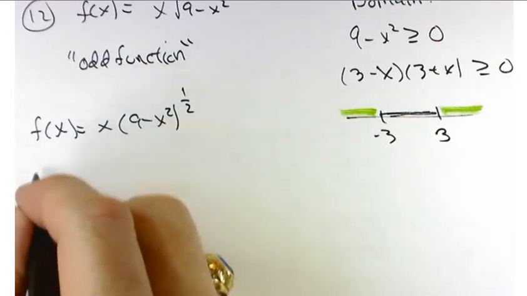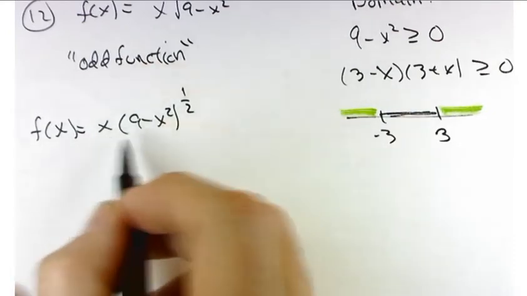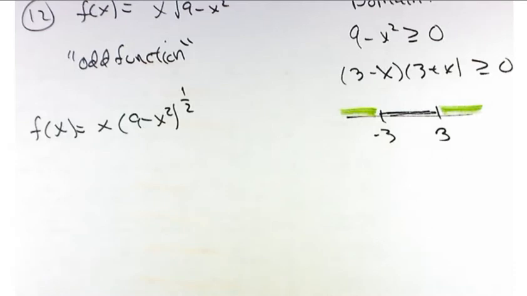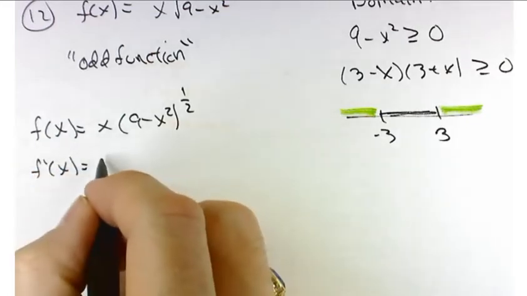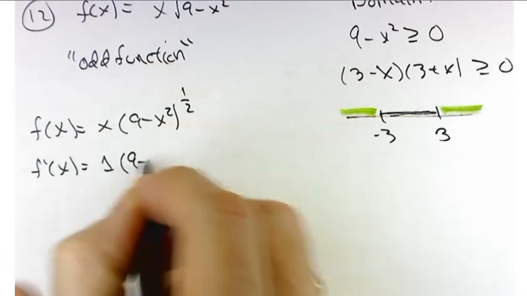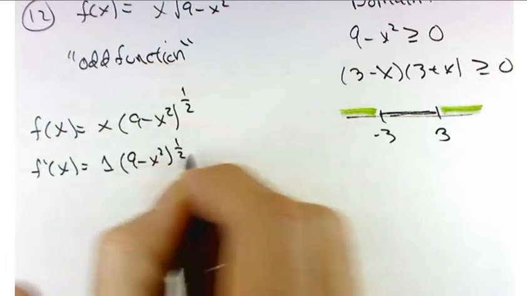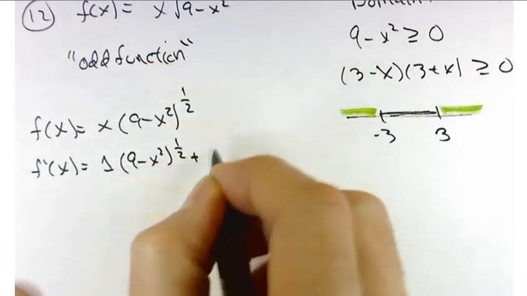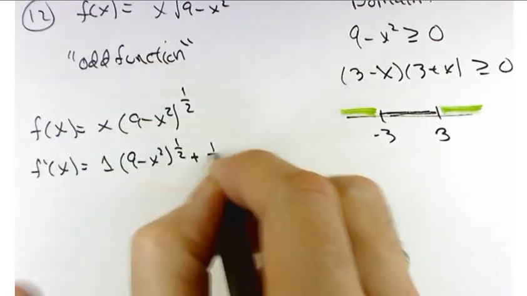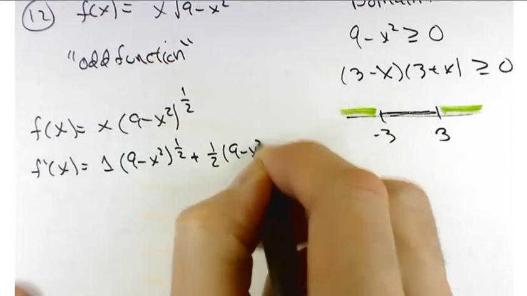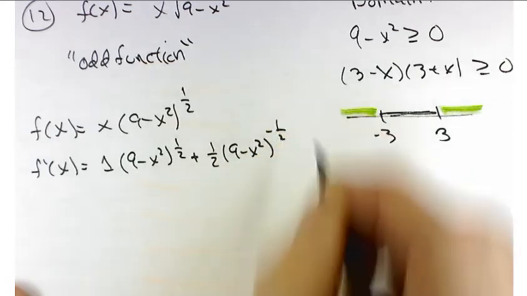When we differentiate this, we're going to have to use a combination of two rules. One's the product rule, the other is the chain rule. Well done. So f prime of x, derivative of the first is going to be 1 times 9 minus x squared to the 1/2, plus the derivative of the second, which is 1/2 times 9 minus x squared to the minus 1/2.